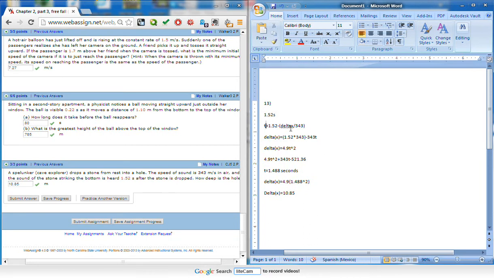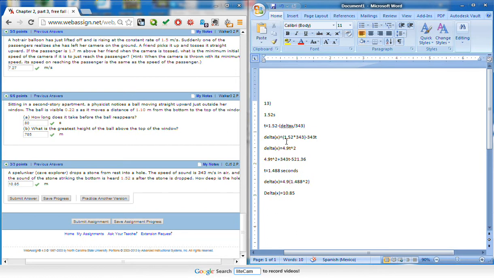So to find the time it takes for the stone to drop, you just subtract the amount of time it takes for the sound to get back up, which is delta x over 343, because distance equals time times velocity and whatnot. So this is constant velocity. And you'll find t through here.